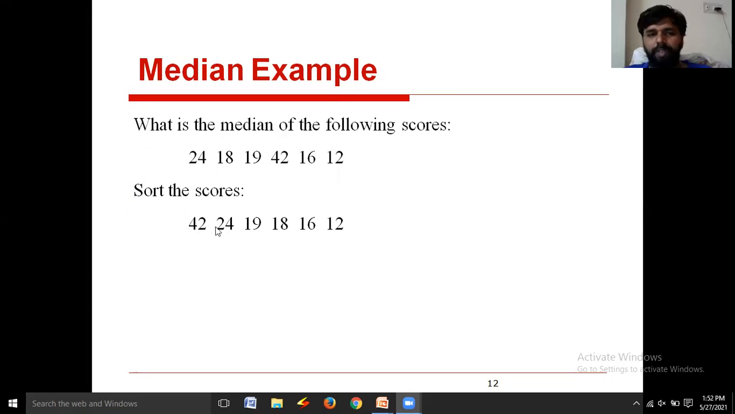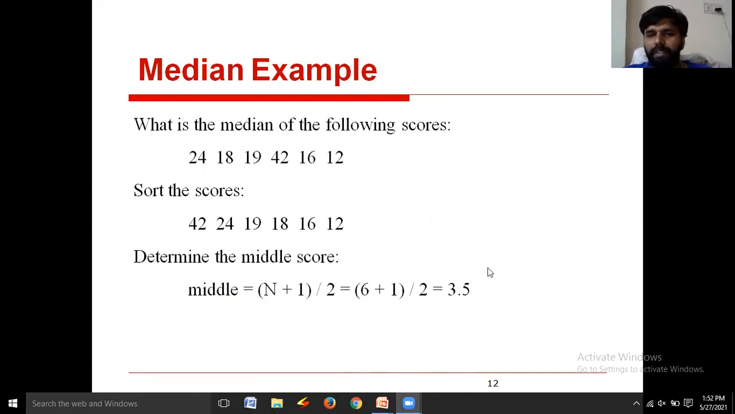See, here N value is what? 1, 2, 3, 4, 5, 6. 6 plus 1 is what? 7. 7 by 2 means 3.5. See, the output is 3.5. Then what do we need to do? There is no 3.5 index element. This is the first index, second index, third index, and fourth index. There is no 3.5 index. Because of that reason, we are adding the 3rd and 4th location values.